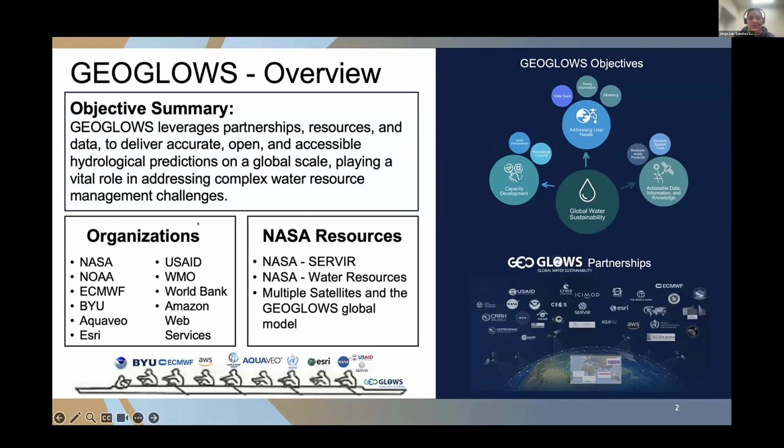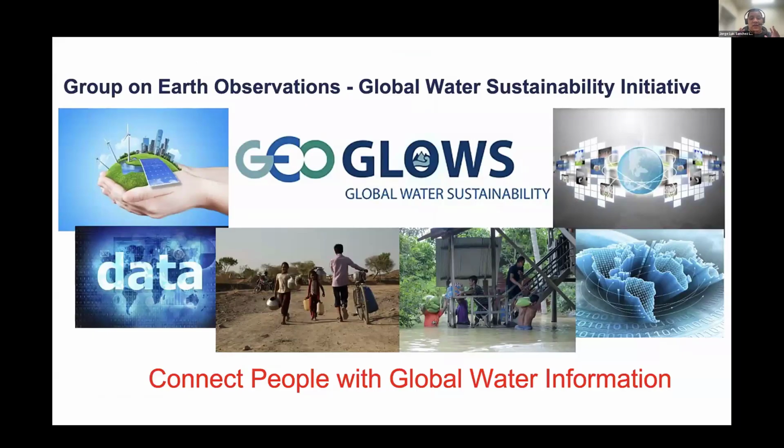Some key organizations in this project are NASA, NOAA, ECMWF, BYU, Aquaveo, ESRI, USAID, the WMO, the World Bank, and Amazon Web Services, but also the NASA resources through the NASA SERVIR project, and the multiple satellites, the GeoGloWS global model, and the NASA water resources have been really important in the development of this initiative. This initiative intends to connect people with global water information.